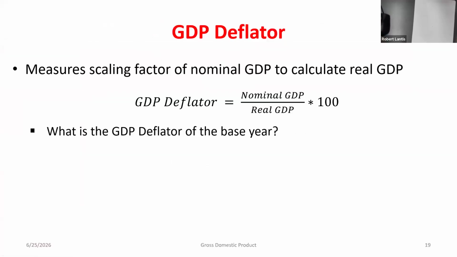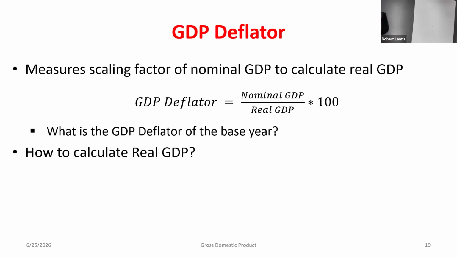So if I'm thinking about my GDP deflator, what I'm going to do is take my nominal GDP and divide it by my real GDP. I then multiply it by 100, just so we have numbers that are easier to compare. So this is the ratio of my nominal GDP to my real GDP. What would the GDP deflator have to be in my base year? Well, in my base year, if we go back to that Excel example, nominal and real GDP are exactly the same. So what would the GDP deflator be in my base year? This would be 1 times 100. It would have to be 100.